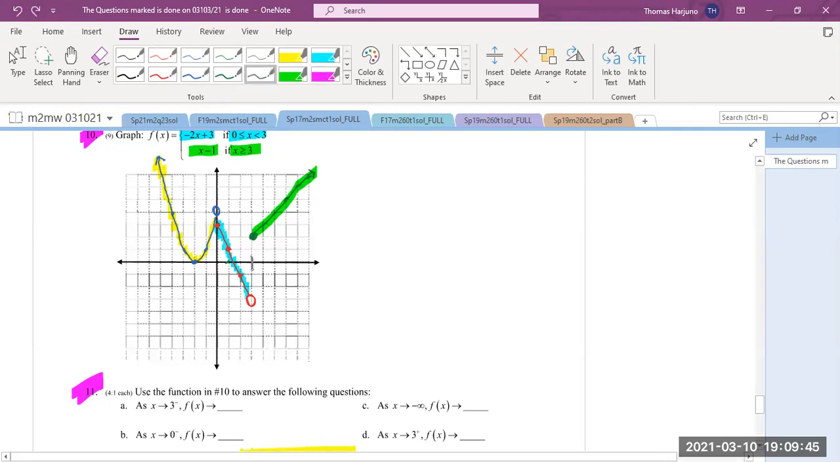So this is our x equals 3 here, and you approach that from the left-hand side. Now take a look, the y value is approaching what? Approaching negative 3. Right? So it approached negative 3. How about when we approach x equals 0 from the negative side, from the left-hand side? What is the y value approaching? From that graph, it will approach 4.